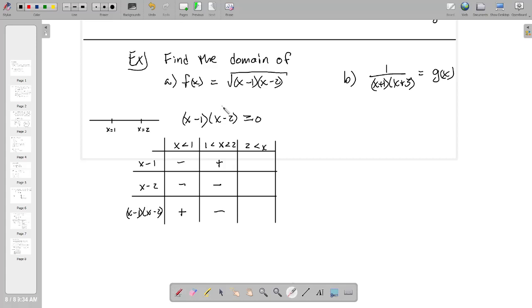Now remember, the radicand cannot be negative. We always want to keep this in mind when we're doing our problem. We want to keep the end goal in mind. Our end goal is to find the domain, and the radicand cannot be negative in the domain because we have a square root. Now here, this product is negative. So this region will not be in the domain. Just keep that in mind.